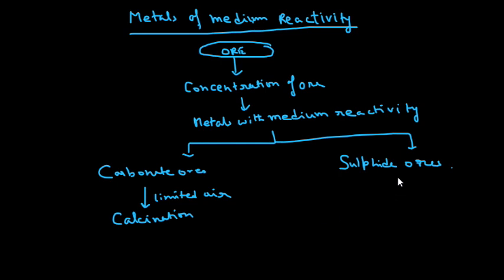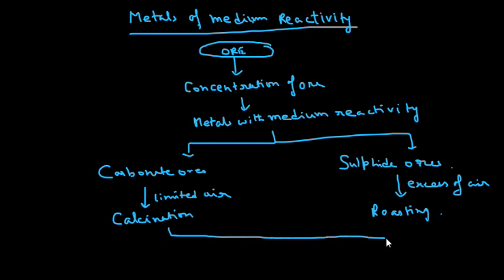For sulfide ore, what we do? We do roasting in excess of air. Roasting. In both cases, we get oxides of metals.